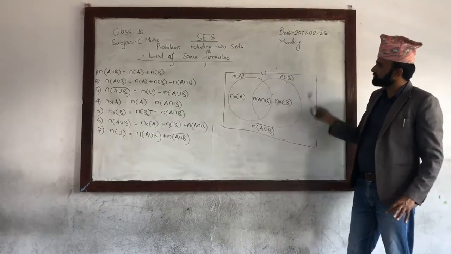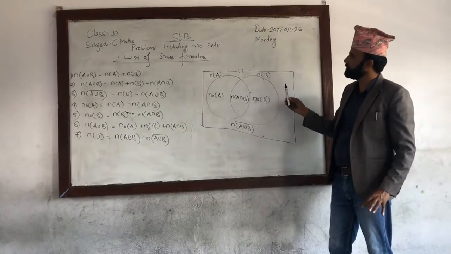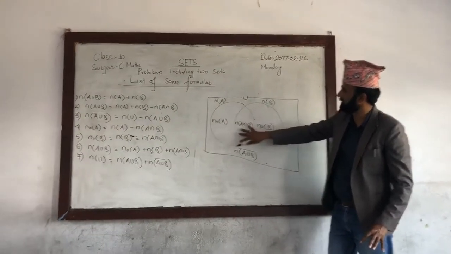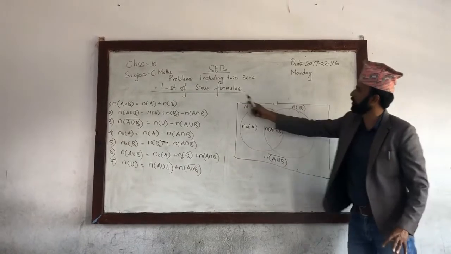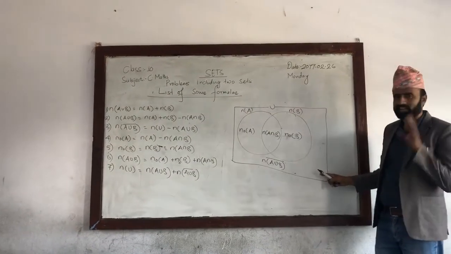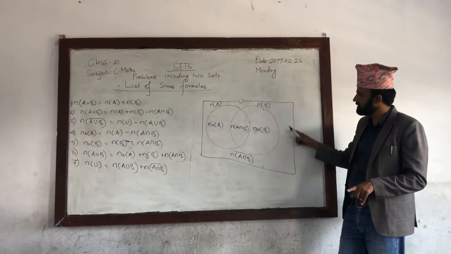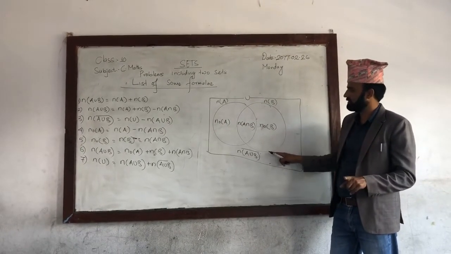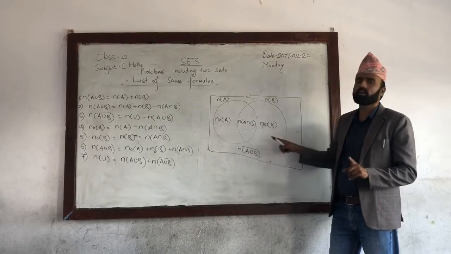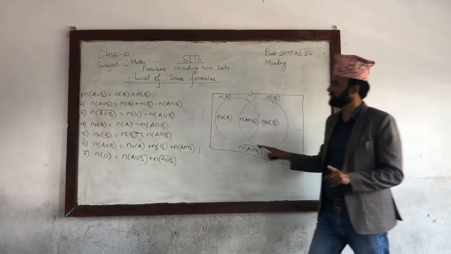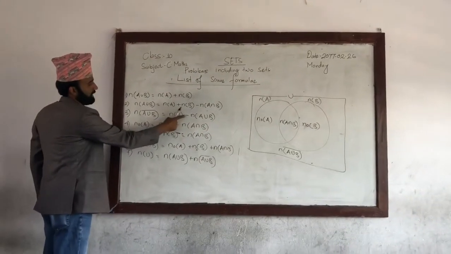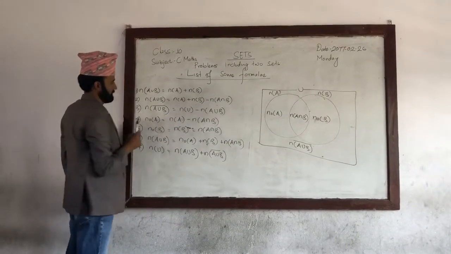If you subtract A union B, these portions, from the whole universal set, what is left? The portion outside is left, that is (A union B) complement. We can see it in the formula as well, n of U minus n of (A union B).